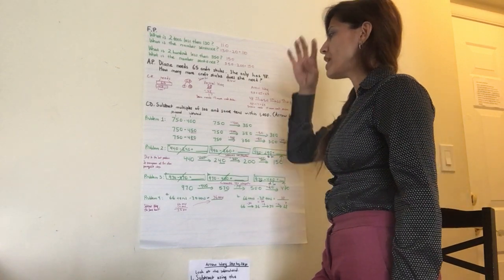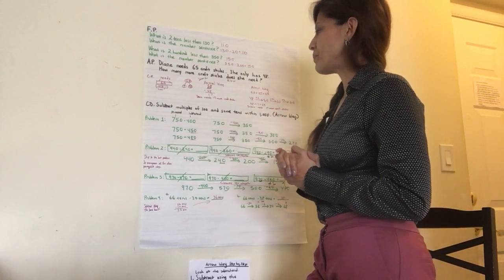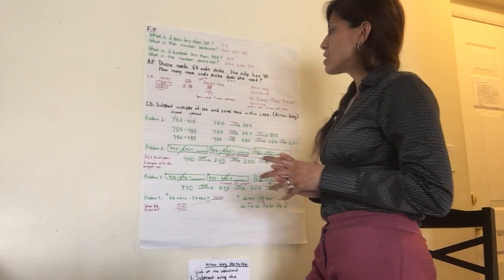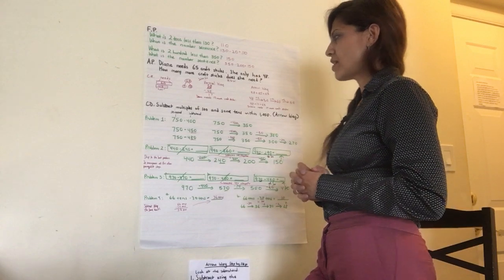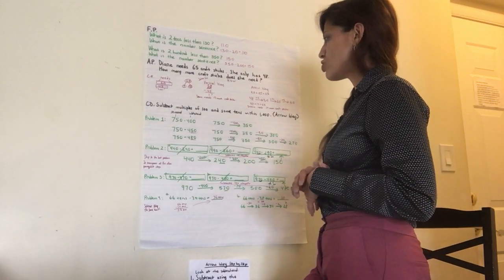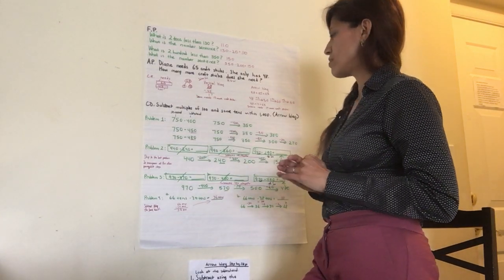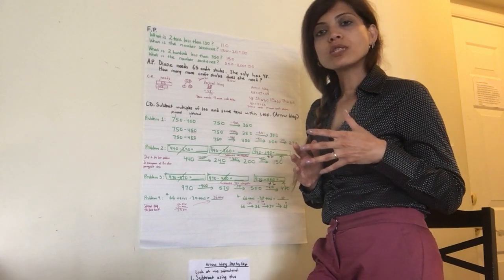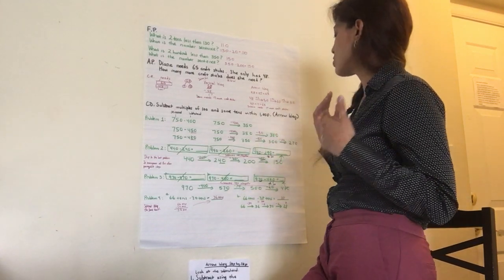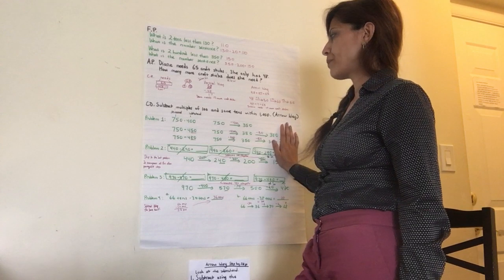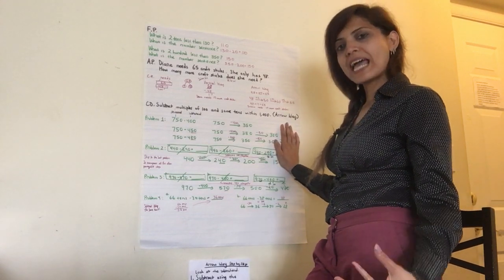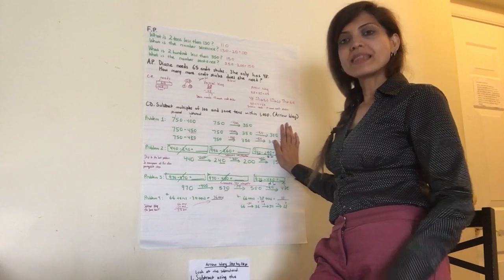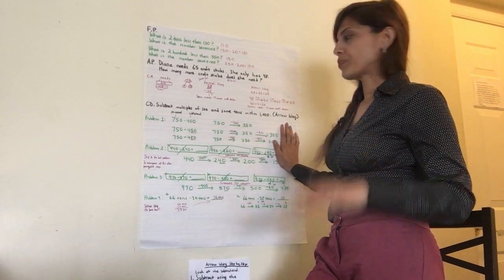Good work. So now we're going to move on to our conceptual development. Let's read it. Subtract multiples of 100 and some tens within 1,000. I'll say that again. Subtract multiples of 100 and some tens within 1,000. Basically, what we're going to do today is learn how to subtract using the arrow way. All we're doing is subtracting multiples of hundreds and tens using the arrow way. That is simply it.